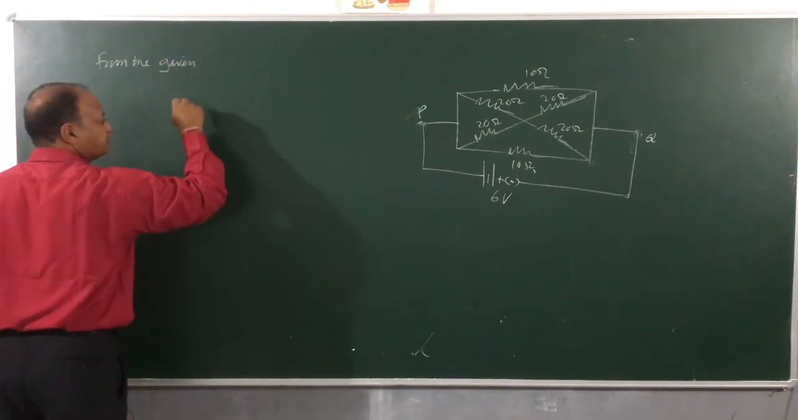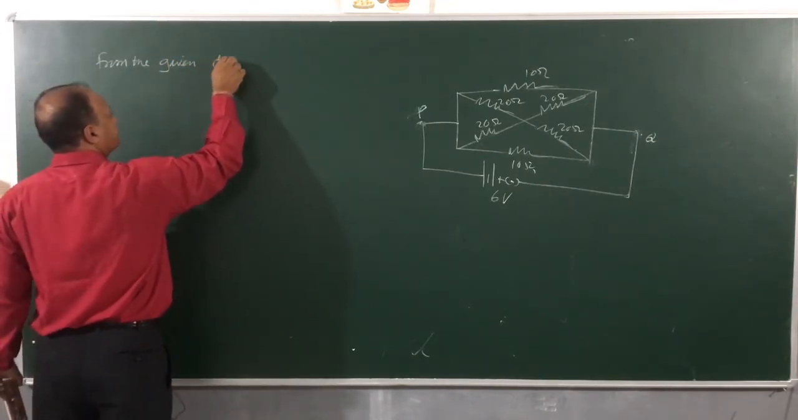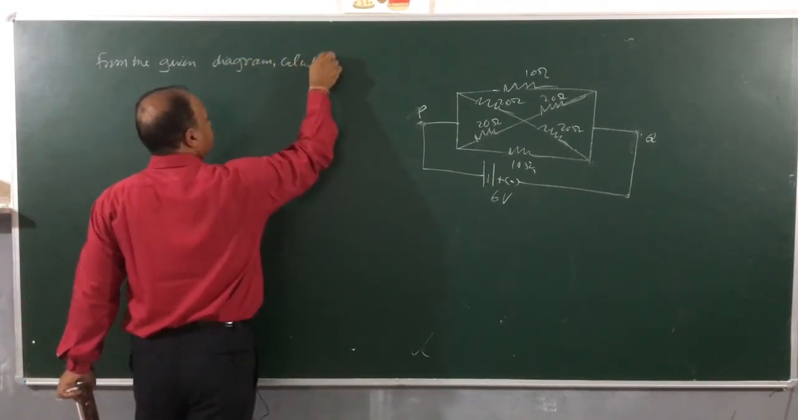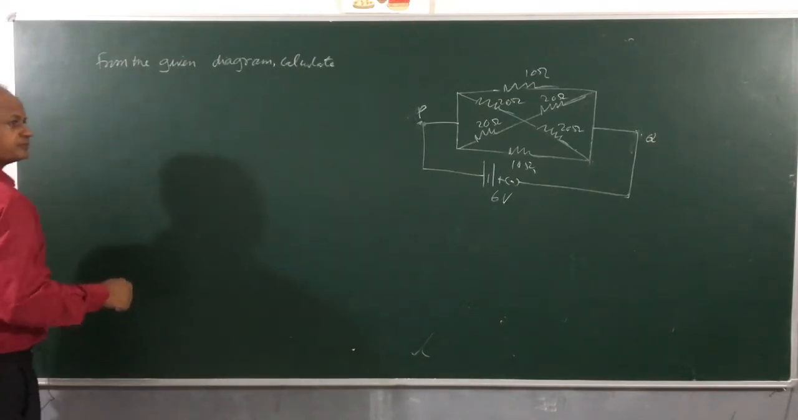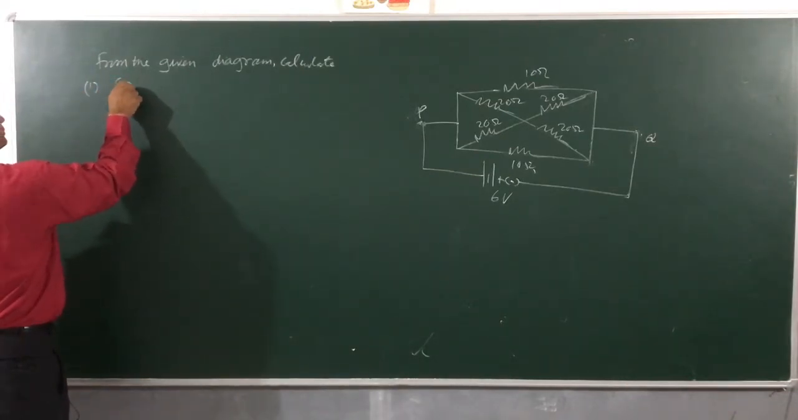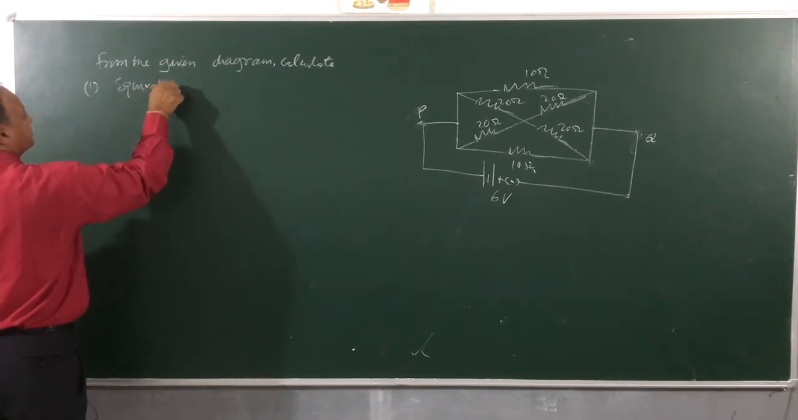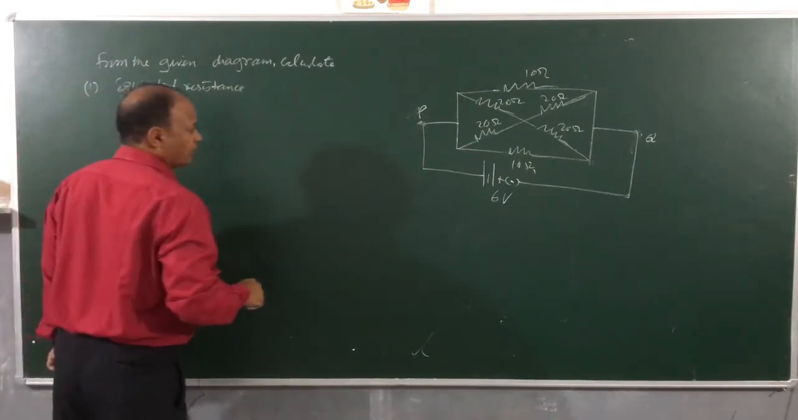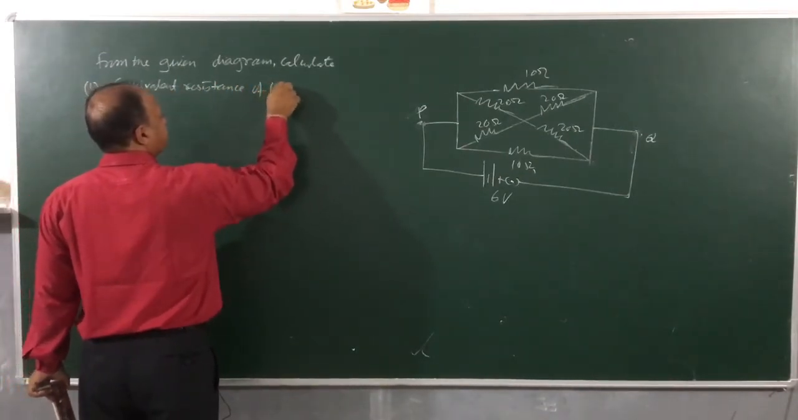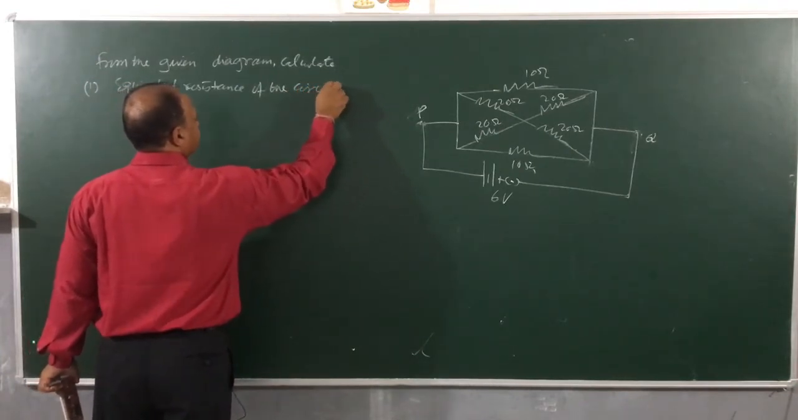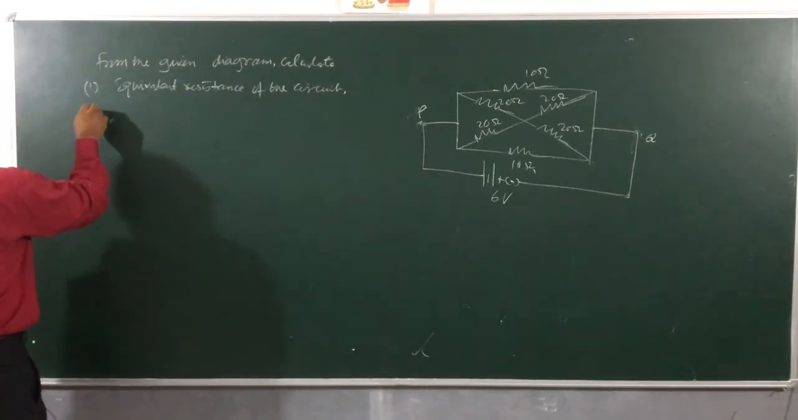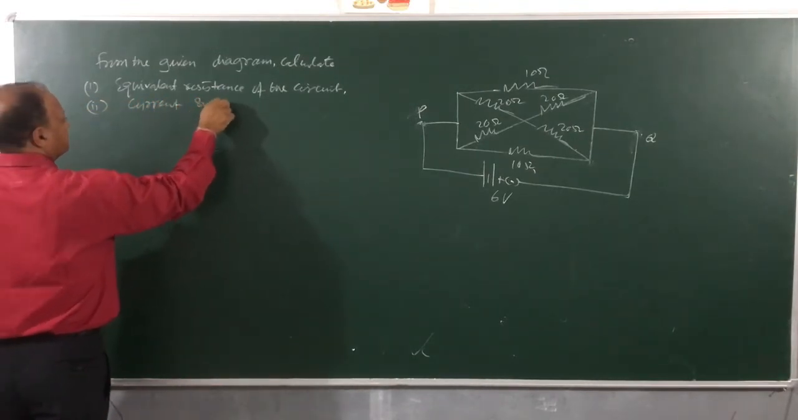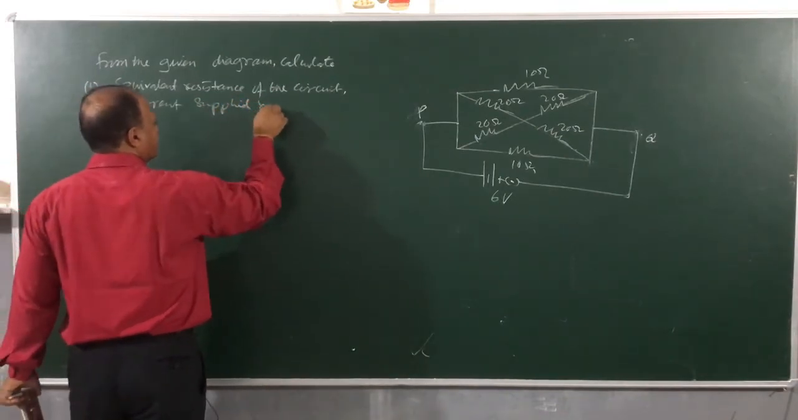So the question is, from the given diagram, calculate number 1, equivalent resistance of the circuit, number 2, current supplied by the battery.